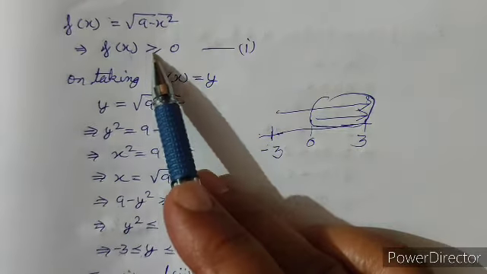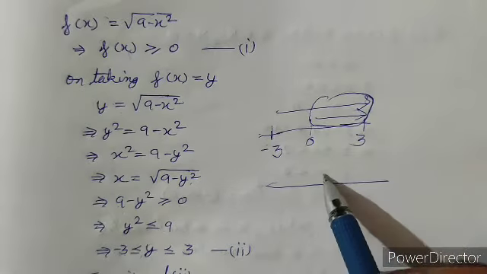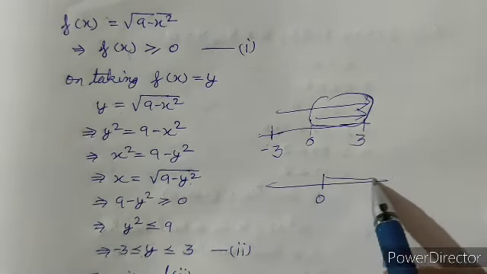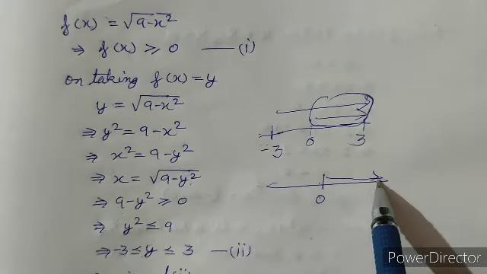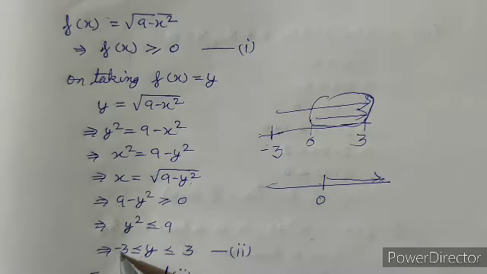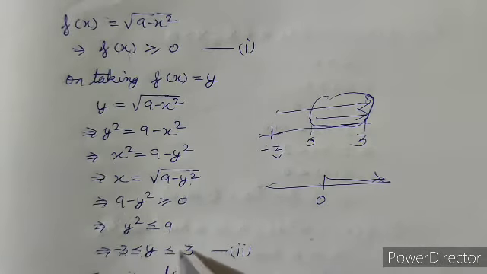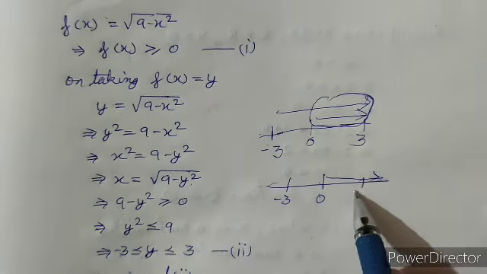in first, fx is greater than 0. That means fx is from 0 to infinity. Now in second part, fx lies from minus 3 to 3. That means fx is from minus 3 to 3.